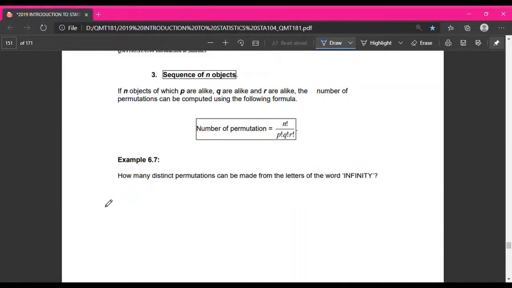Contohnya, tengok contoh. How many distinct permutations can be made from the letters of the word infinity? Okay, word infinity, kita nak susun juga, nak form the letters. So, kena guna permutation. Tapi because of, kalau kita tengok infinity ni, I ada 3. Okay, we have 3 I. We have N, 2 N. F, 1.